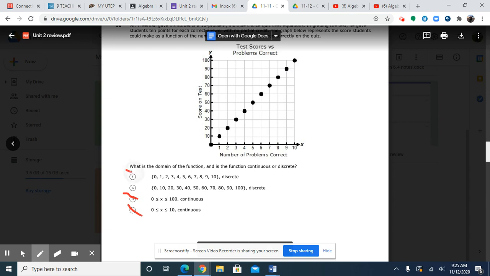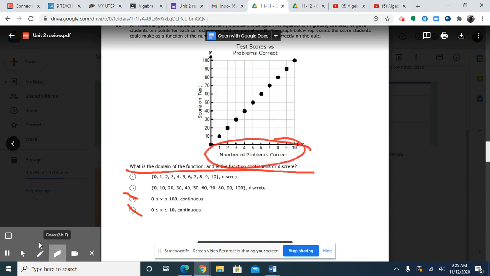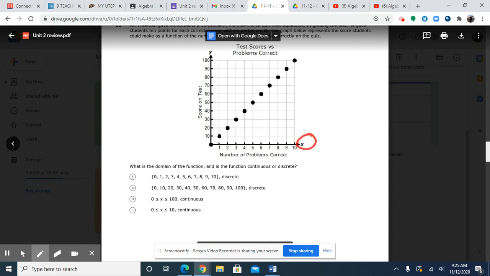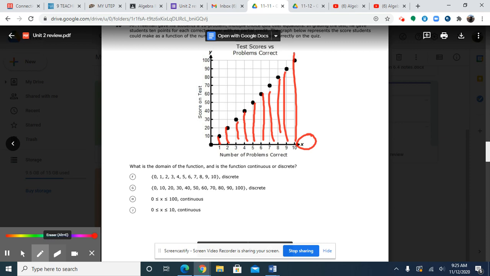Now we're looking for what the domain of the function is. So the domain would be talking about our x values right here. So our domain would be our x values. So we can say that our domain is 1, 2, 3, 4, 5, 6, 7, 8, 9, and 10. So our only possible answer would be F.